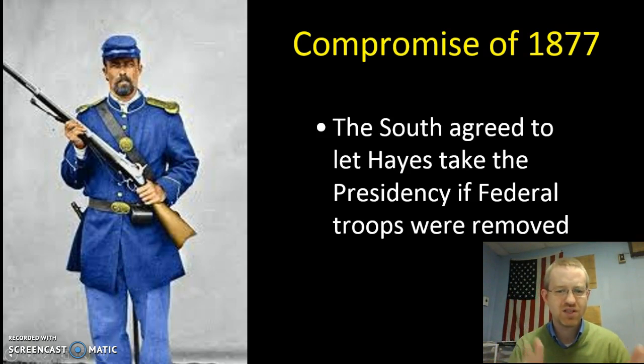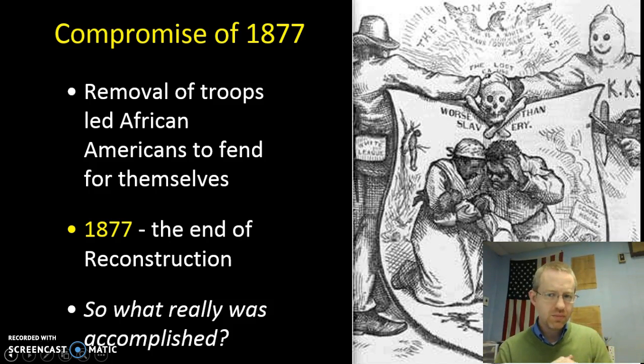So one more time, here's what they say. They don't care about whether they get the Democrat or Republican because they don't like them both. They tell the Republicans, we'll vote for your guy and let you guys have the presidency if you promise to take troops out of the South. We call this the Compromise of 1877. And the Republicans say, good deal, let's go for it. But the problem is, this leaves the African Americans in the South to fend for themselves. Nobody's looking out for them.